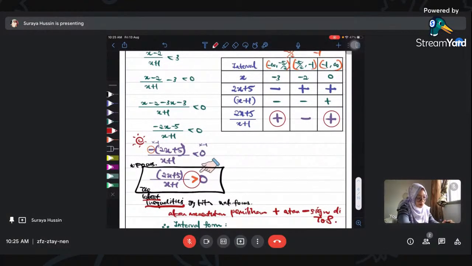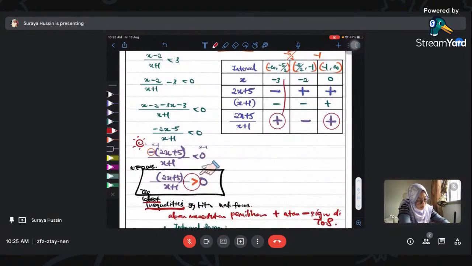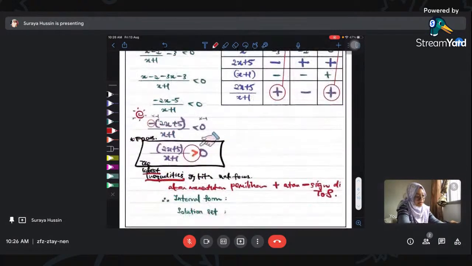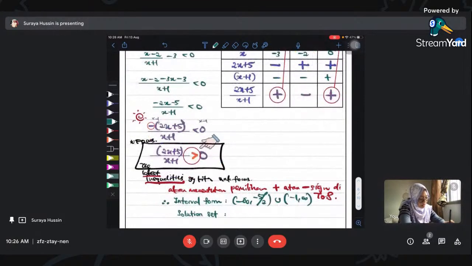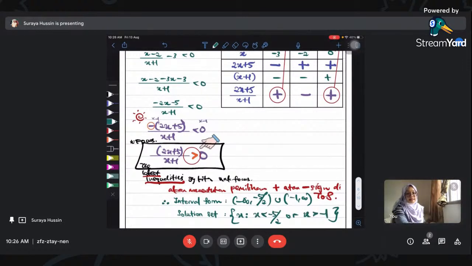By the time you should faham dah kot. Sepatutnya lah. And then jawapan you yang mana? Jawapan you samalah juga. Anak-anakku, adik-adikku. Inilah dia jawapannya. So the answer should be the same. Should I write it again? So negative infinity sampai negative 5 per 2 union negative 1 until positive infinity. And here you write it back x such that x is less than negative 5 over 2 or x is more than negative 1.